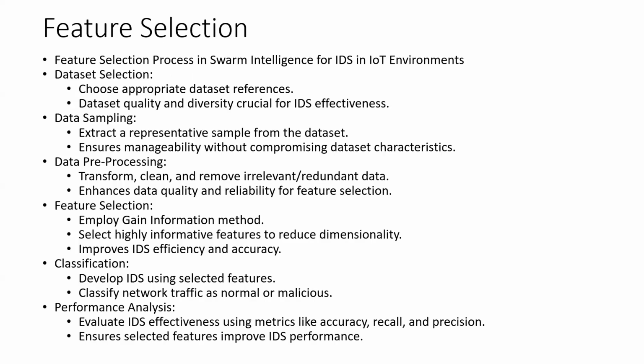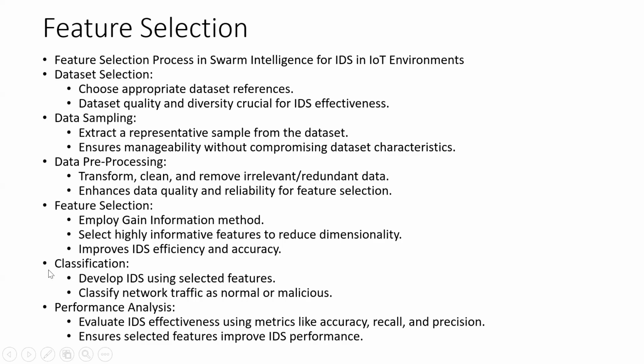Feature selection. In the feature selection process, in Swarm Intelligence for IDS in IoT environments, the first process is dataset selection, and the second is data sampling. The third is data pre-processing, and the next process is feature selection. In this feature selection is employed an information method to select highly informative features to reduce dimensionality and improve IDS efficiency and accuracy.